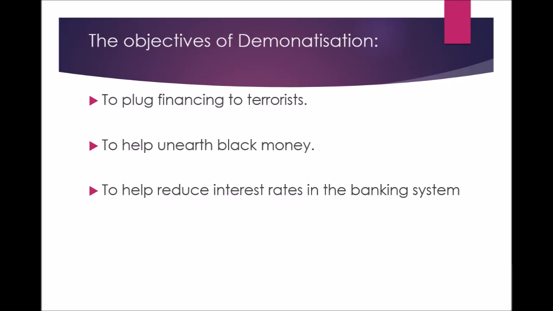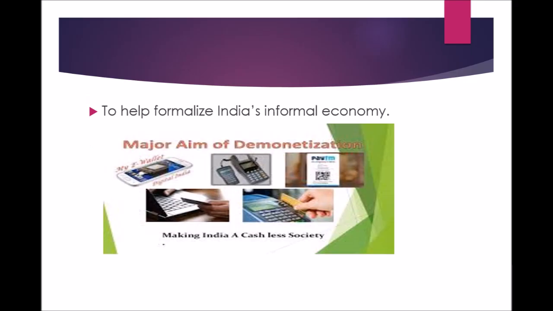Number two, to help unearth black money. Unearth black money means to take out the black money from the general public, and this money will expand the fiscal space of the government. To help reduce interest rates in the banking system, as the money which will come out from the general public will be deposited into the banks, and banks will have a huge amount of funds with them, which will reduce the interest rates.